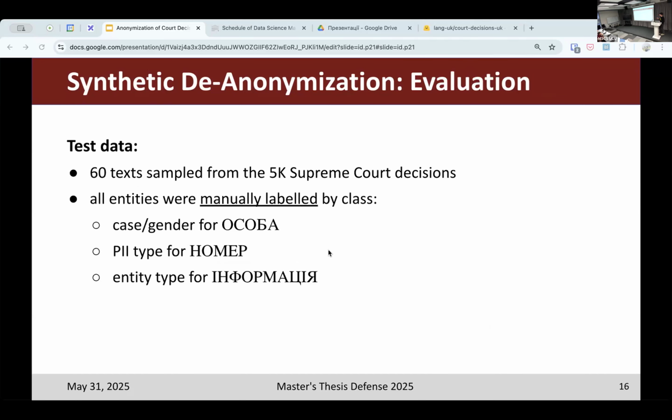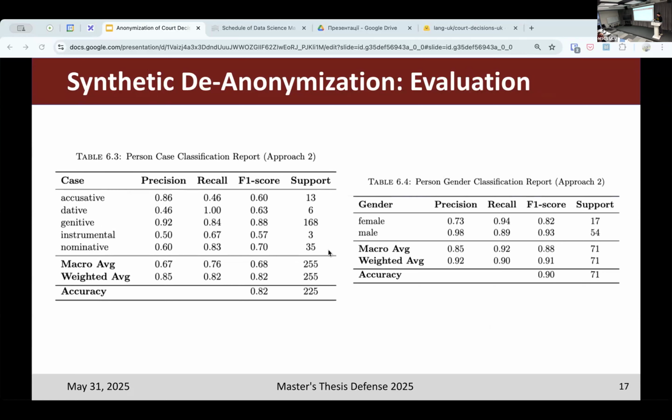And to evaluate that, we manually labeled 60 texts sampled from Supreme Court decisions, and we manually labeled entities by class, for example, case and gender for Osoba, PII type for number, and entity type for Informatsia. And on this slide, you can see the performance of synthetic de-anonymization.